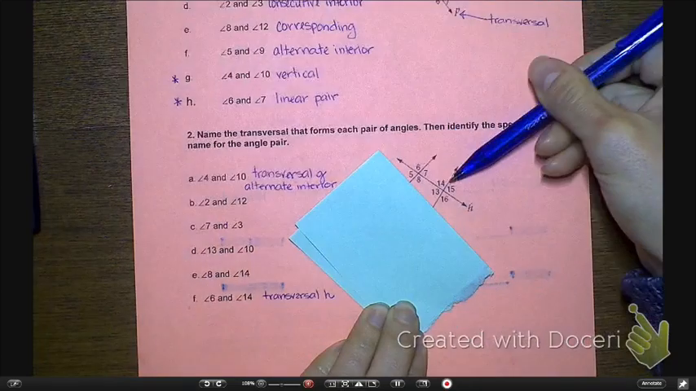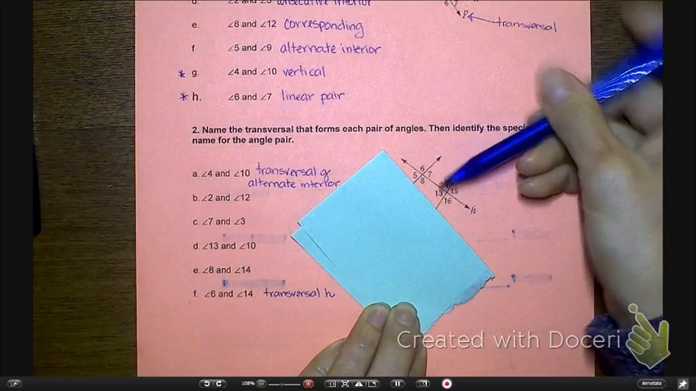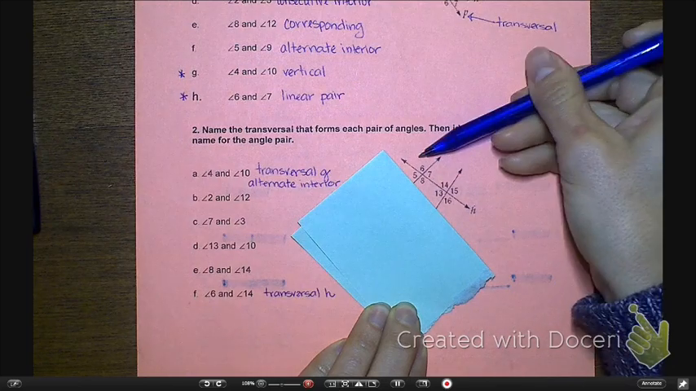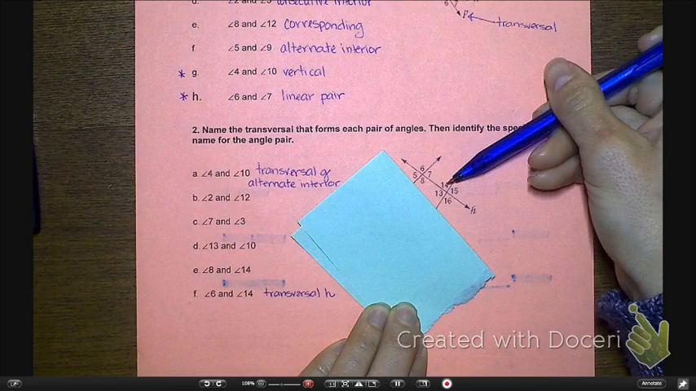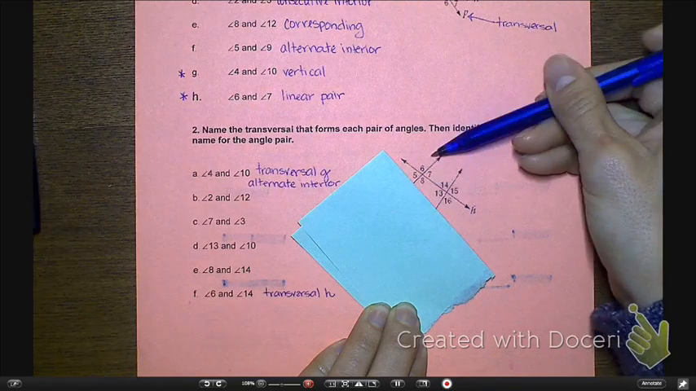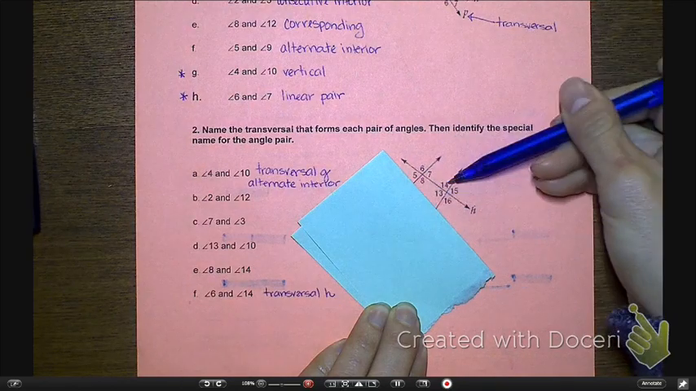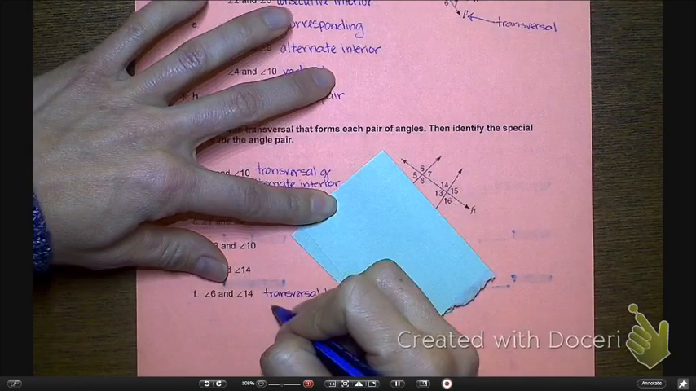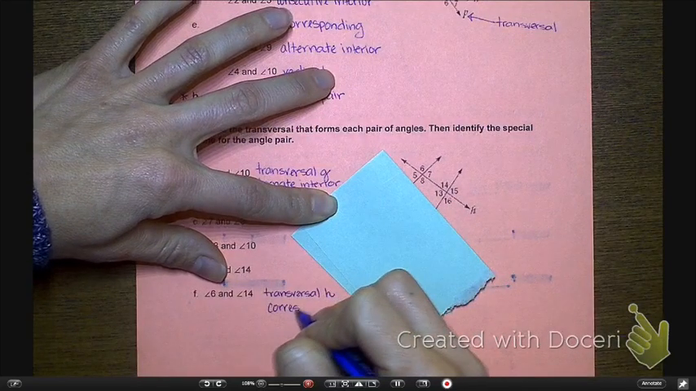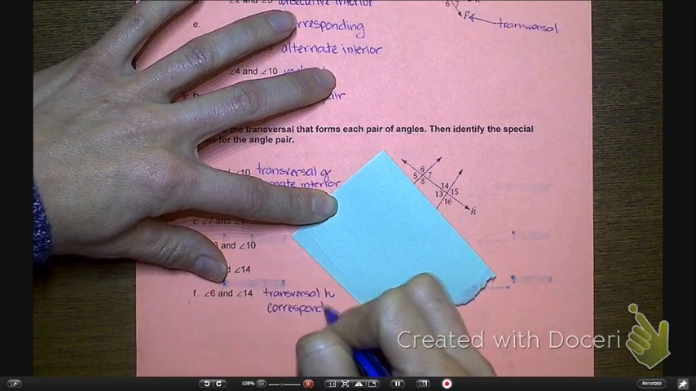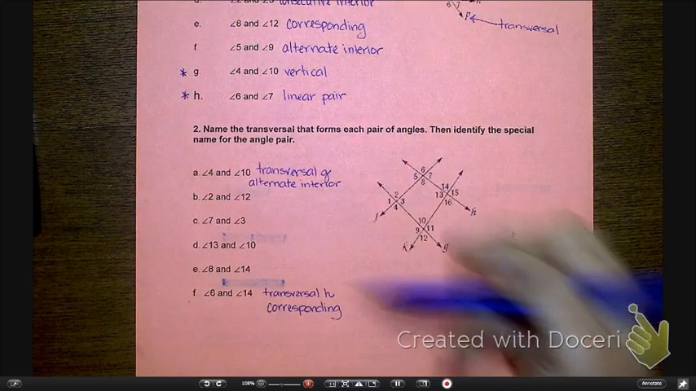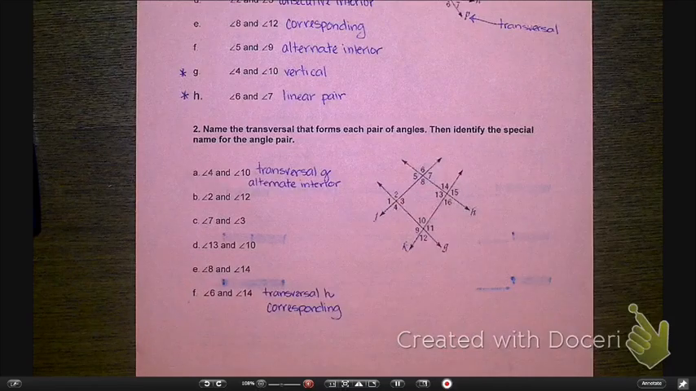Okay, and let's look at them. 6 and 14. Are they both inside? No. Are they both outside? No, one's inside and one's outside. So if we drew a box, would they be in the same position in the box? Yeah, okay, so what kind of angle is that? Corresponding. Okay, what I'd like you guys to do is work on finishing these other ones that we didn't do in your groups right now, okay?